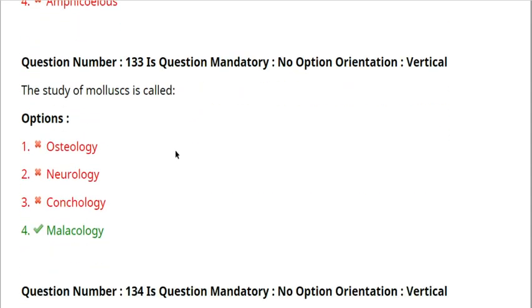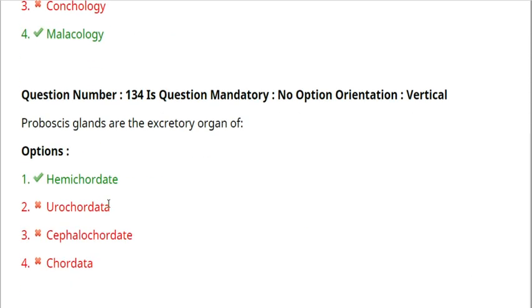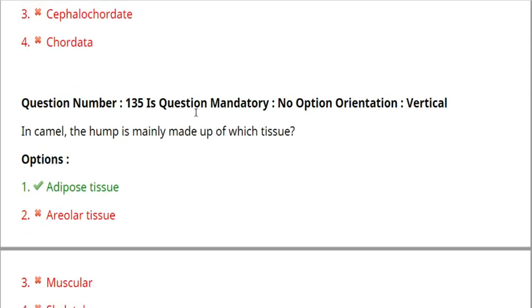Okay. Study of mollusks is called malacology. Neurology means study of the brain. Osteology means study of bone. Whereas what does conchology mean? Conchology means study of shells. Okay. Next, this particular gland is the excretory organ of hemichordates. Okay, so as I mentioned earlier, you should know about the excretory organs of various animals.